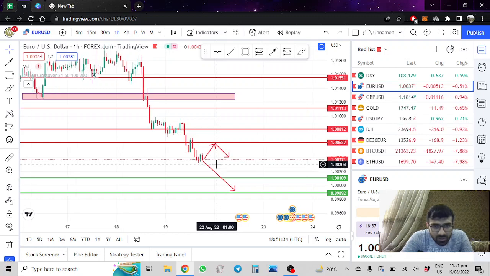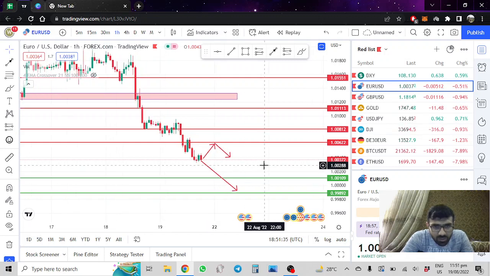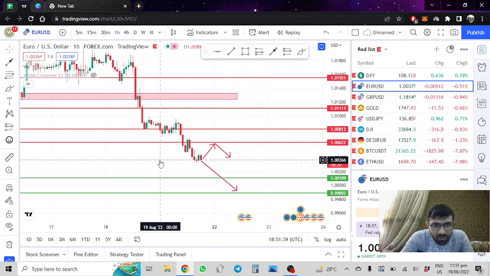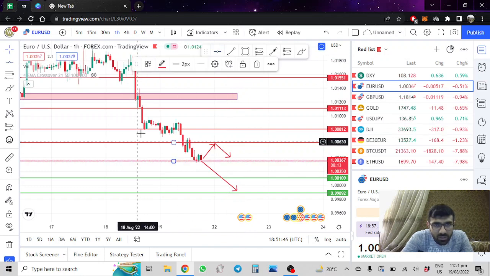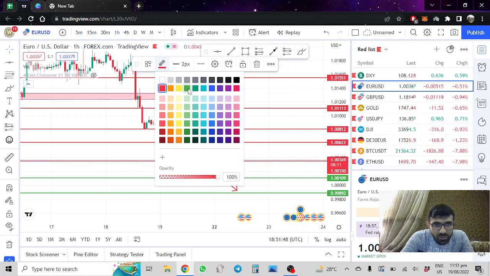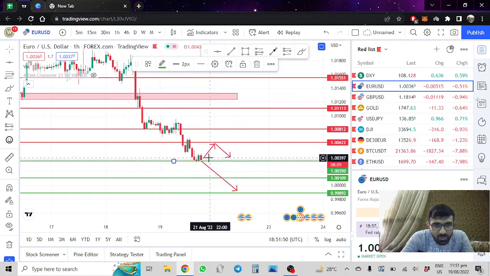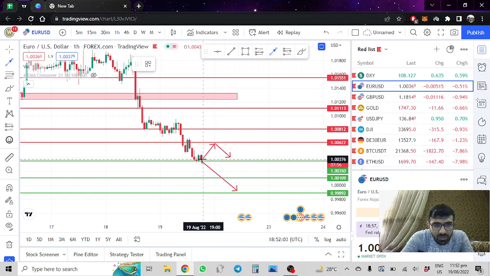The third scenario, a little bit of buying that can happen, is that if I mark the current area as an area of support for you. If this area acts as support and the market closes above this area, then maybe you can buy till here. I'm going to mark this for you as well. The market is over here.